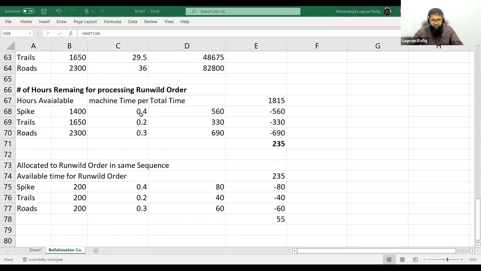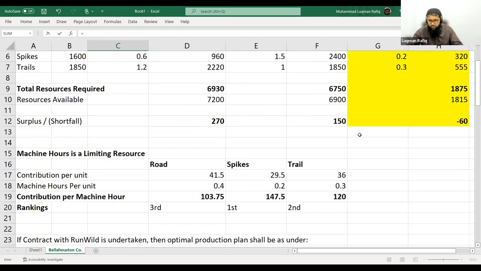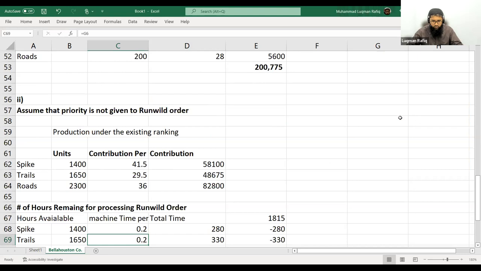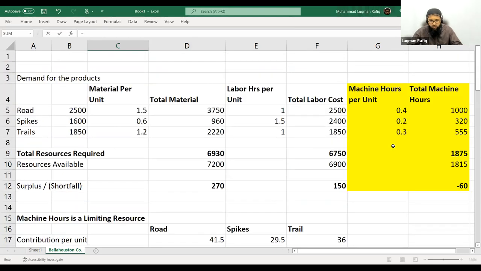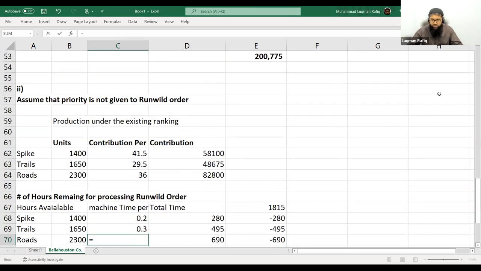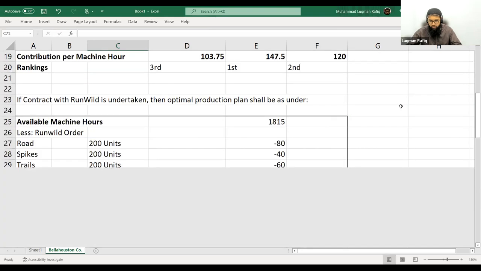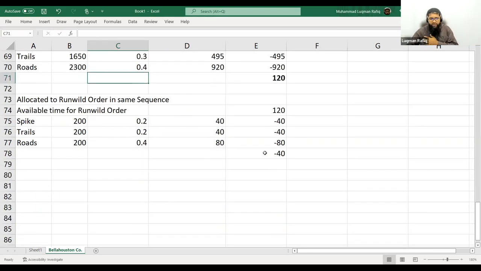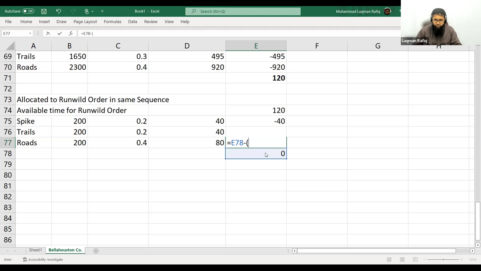Okay, the error here that we have made is basically that we have used the wrong timing for them. The spikes, the timing was 0.2. The trails, the timing was 0.3. The roads, the timing was 0.4. We have used wrong timings there. So 120 hours are available. So what actually has to happen is that it has to come to zero. How would it come to zero? Okay, 40 hours could be made available.